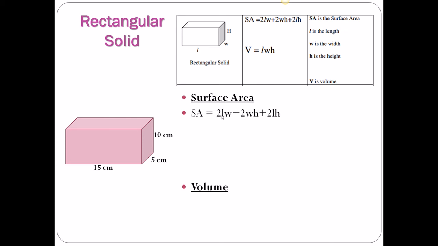So I have 2 times 15 times 5. Now write down your plus sign. 2 times, what's my width? 5 times height. What's the height? 10. Write it down. Plus 2 times the length, that's 15, times the height, 10.